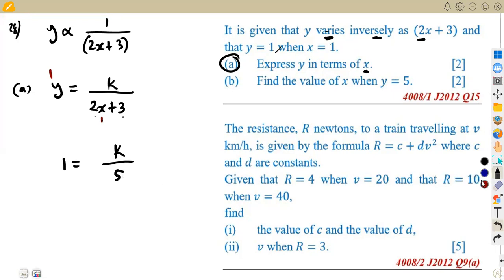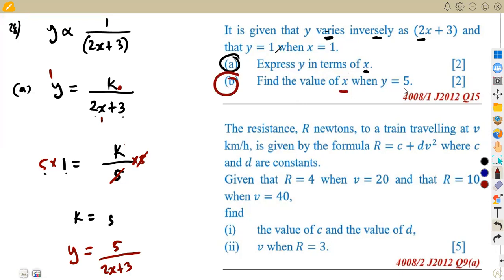To find k, you can simply cross multiply, or you can multiply by 5 both sides. So k is equal to 5 times 1, which is 5. Now substitute the k that we obtained into this equation where there is k. So y is going to be given as k, which is 5, over the whole expression of 2x plus 3. That was the idea of the question: to express y in terms of x.